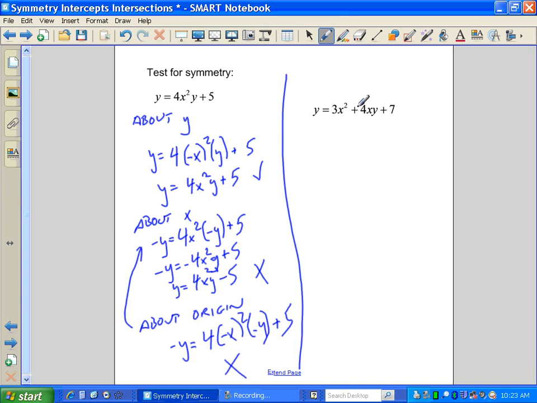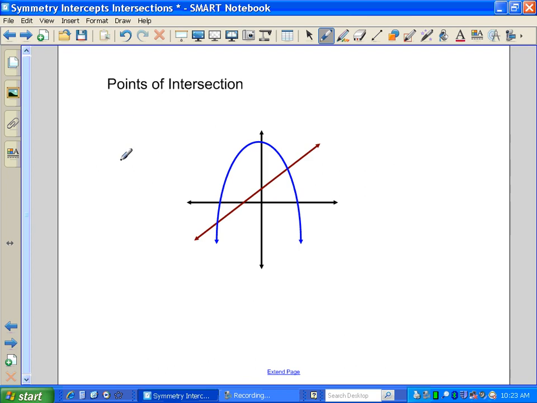Y equals 3x squared plus 4xy plus 7, and see where it leads you. See if you have symmetry about y, symmetry about x, and symmetry about the origin. Follow that same process. We can check on that in class tomorrow. Okay? There's a problem for you to work on. Pause it if you need to.